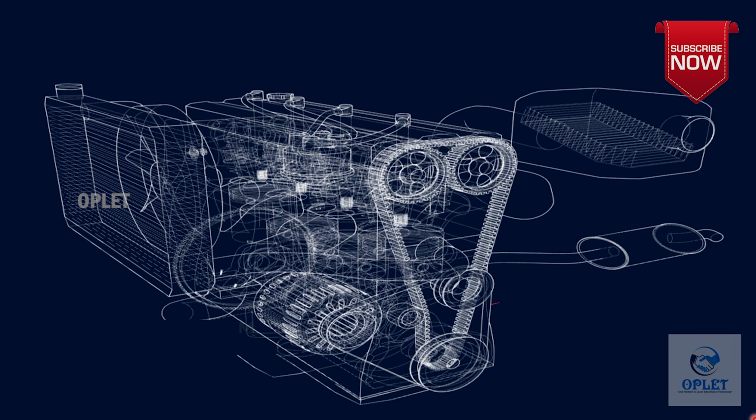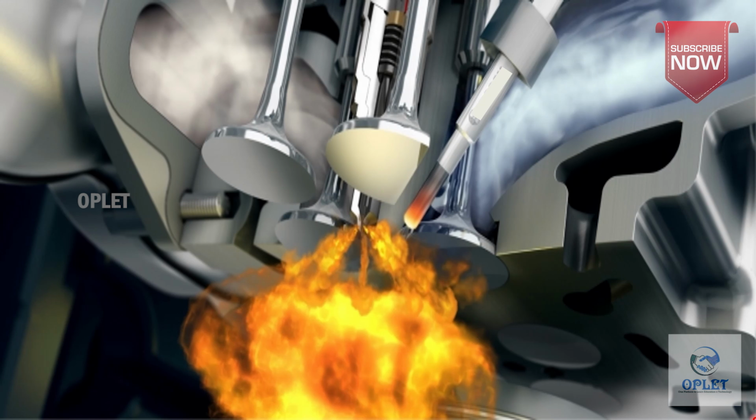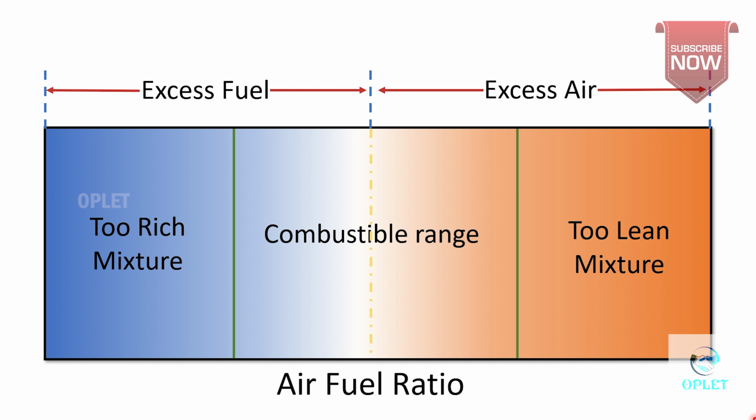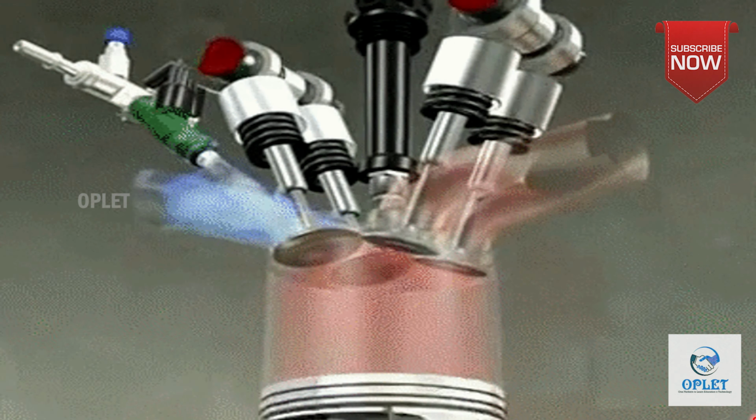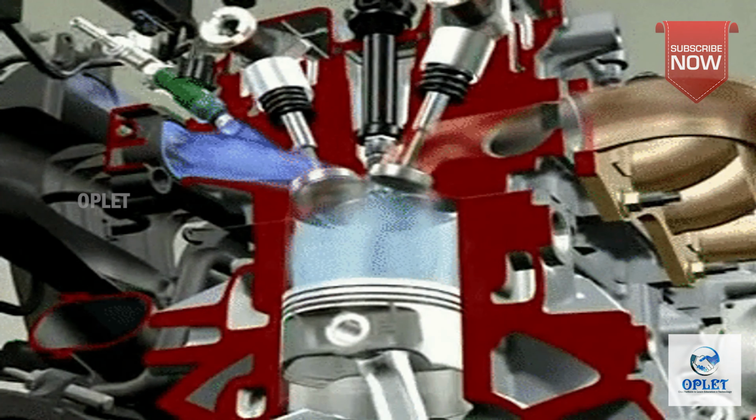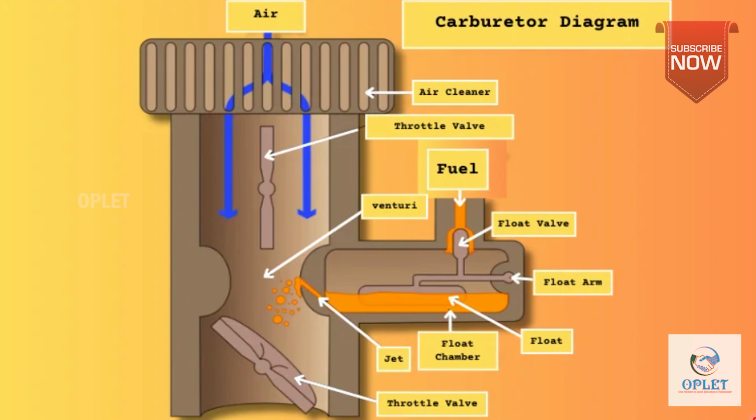A car's internal combustion engine requires both air and fuel to work properly. The air-fuel ratio needs to be optimal to ensure uninterrupted combustion and enhance the engine performance. In the past, a carburetor was the only device that controlled the combination of air and fuel.